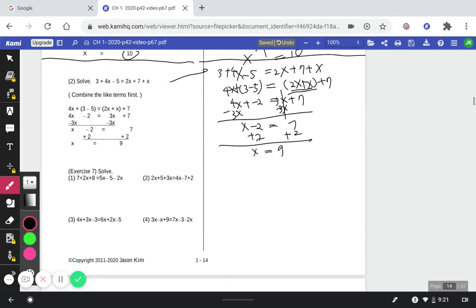So now I want you to pause the video and do these 4 exercises, exercise 7, and check your answer with the solution at the bottom of each section. Please pause the video and do the exercise.